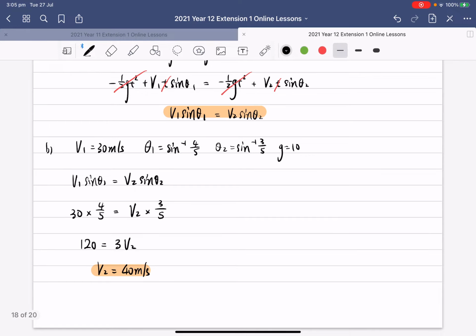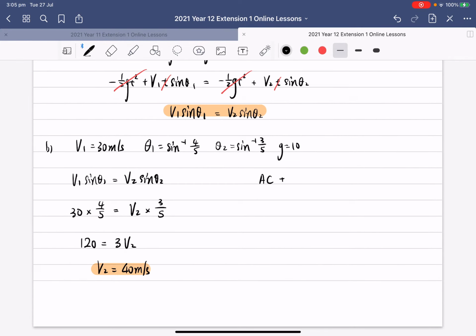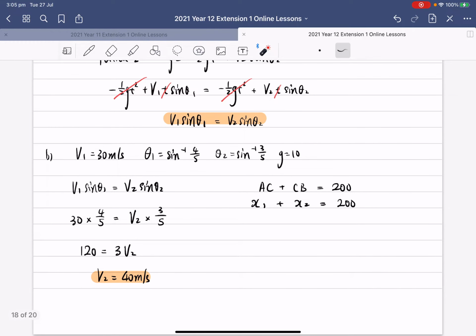All right, so for the second part, we know that AC plus CB is equal to 200, and AC is equal to X1, and X2 is equal to CB. Now from the previous equation of motion, X is equal to VT cosine theta, so therefore X1 is V1 T cosine theta 1, plus V2 T cosine theta 2 is equal to 200.